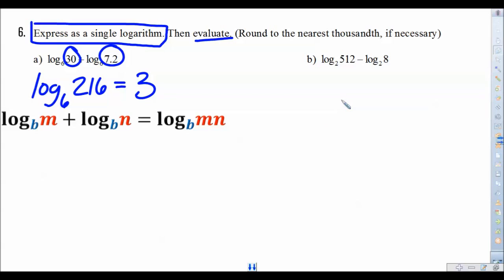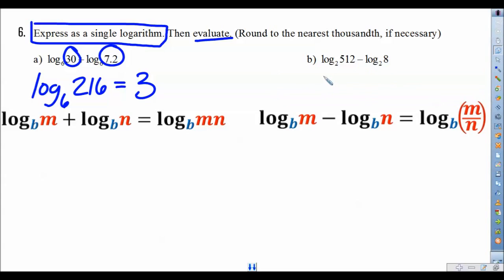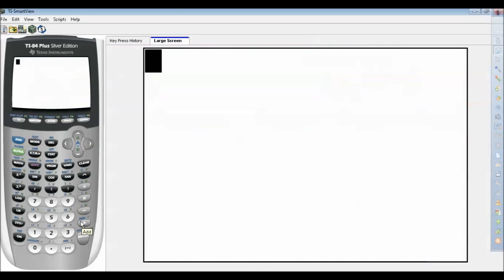Okay, so if we look at the next one here, now that we have a subtraction sign going on in here, that tells us we need to take the 512 and the 8 and we have to divide them. So that means we'll have the base 2 log of 512 divided by 8, which is 64. 2 to what power gives us 64? I'm pretty sure that's a 6. Let's just double check though. Yep, there we go.